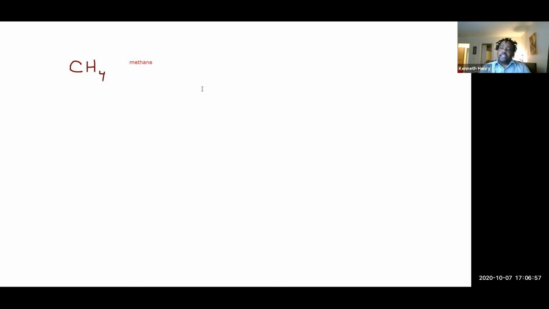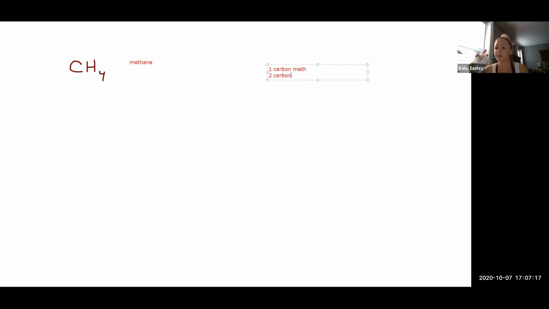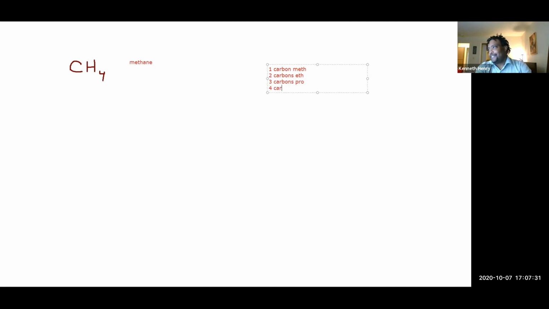Okay, so do you guys remember the order? If I have 1 carbon: methane. The prefix is meth. 2 carbons: eth. 3 carbons: prop. 4 carbons: but. 5 carbons: pent.